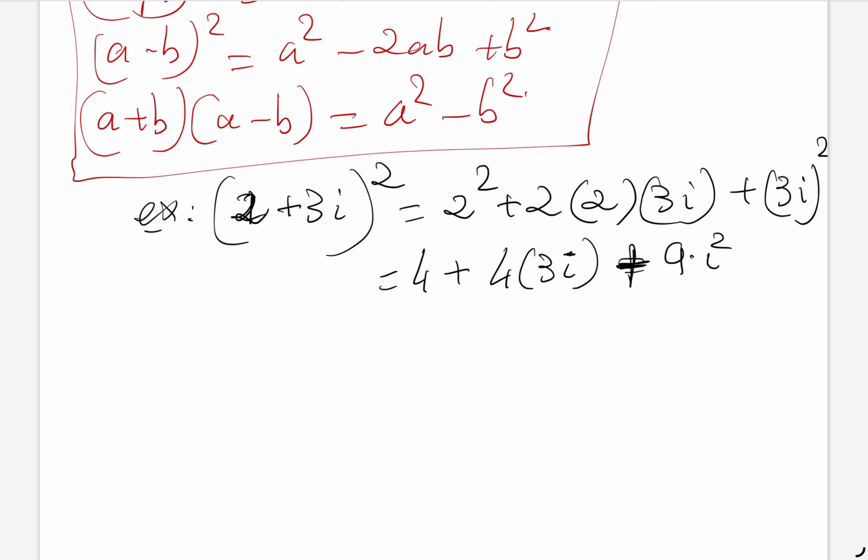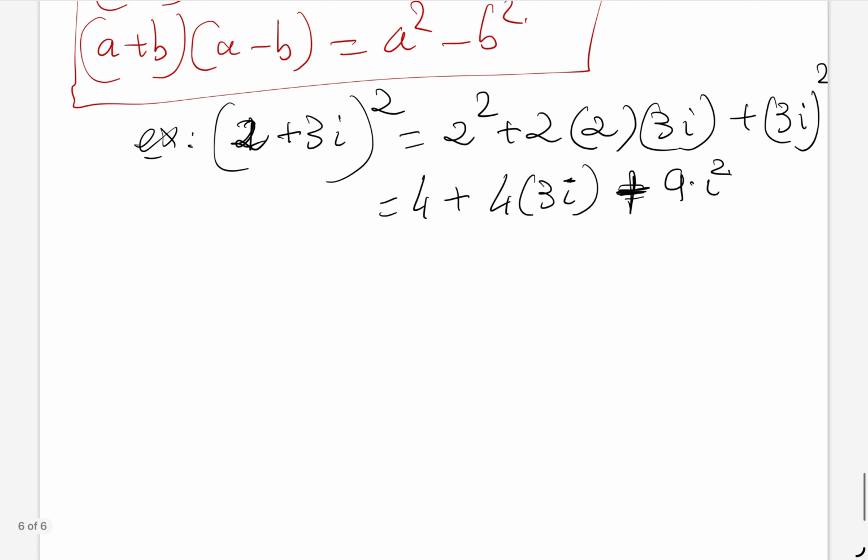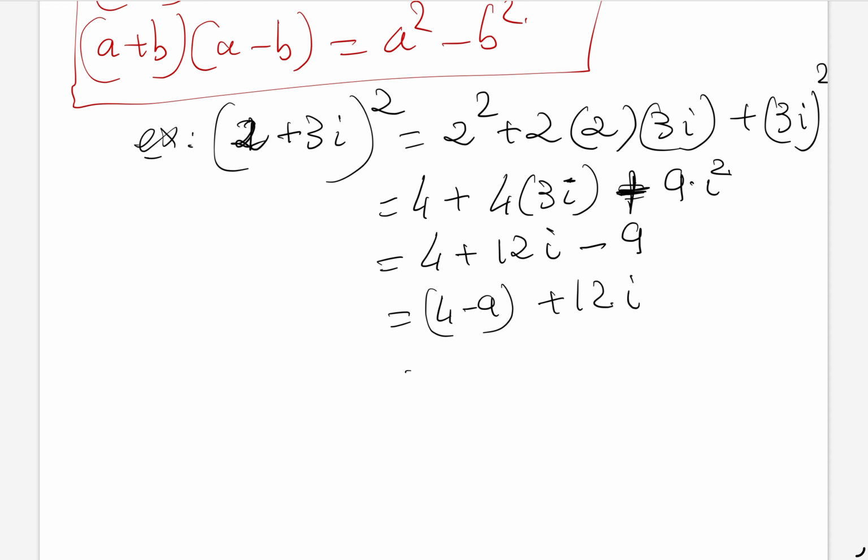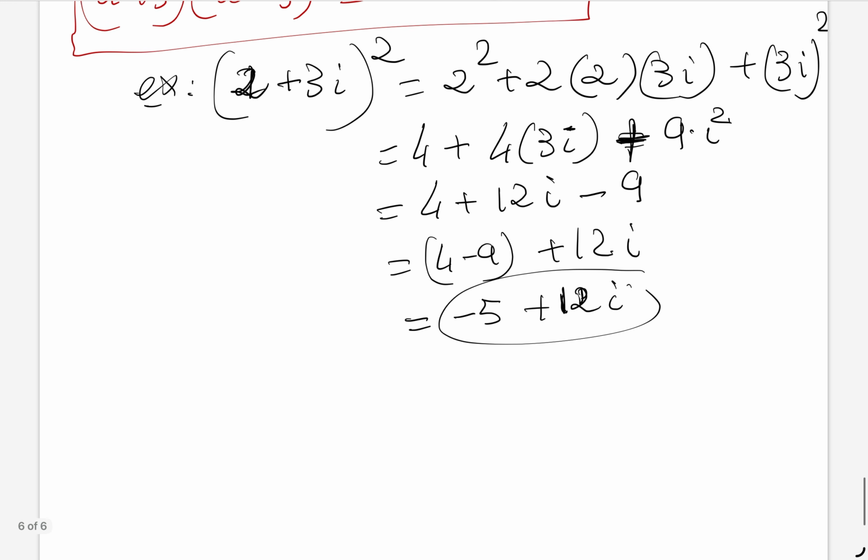That's it. And then now you have 4 plus 4 times 3i, and then you have 9 times i squared. What did I tell you? i squared is negative 1. So you have 4 plus 12i minus 9. And then now you have to add them up. You have negative 5 plus 12i. That's it. Okay?